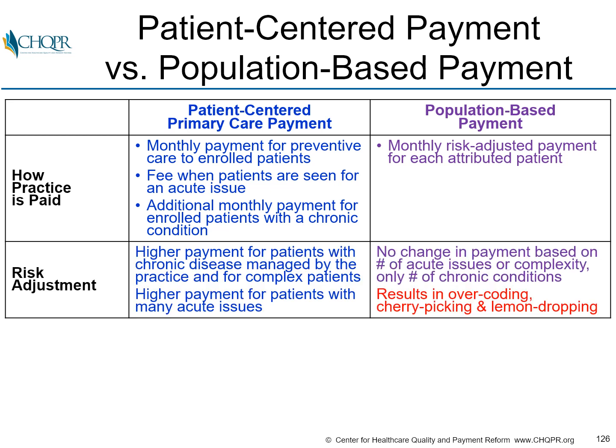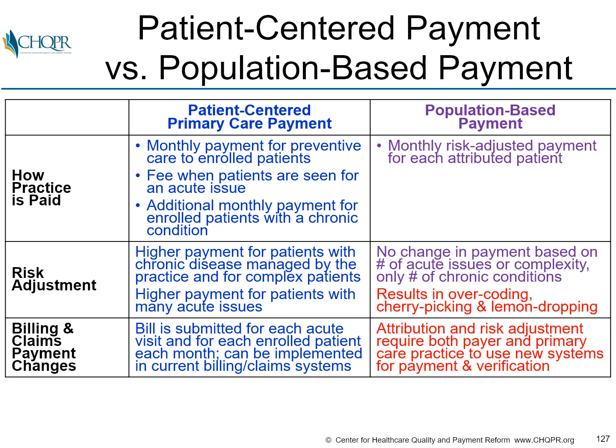But that's because the complexity of population-based payment is hidden in the risk adjustment system. Moreover, the risk adjustment systems that are typically used fail to adjust for major differences in patients, such as the number of acute problems they experience and non-medical factors that make care management much more complex.